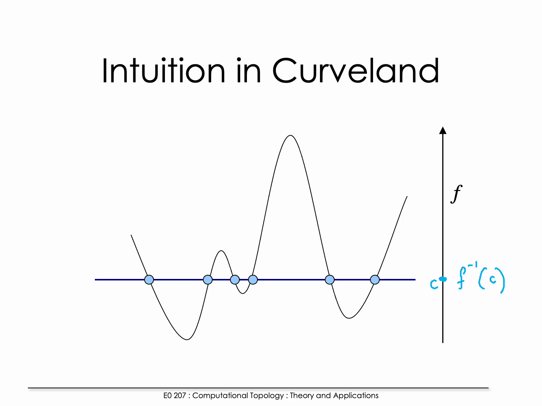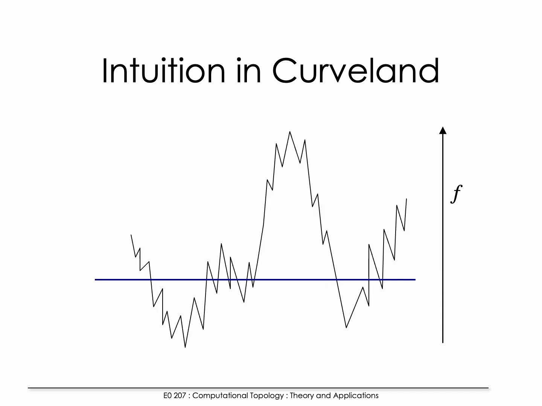Now the question is, is it indeed 6 components? What if the function was sampled and this sampling led to noise? So here is a sampled noisy version of the function. You can easily see that the number of components need not be 6. It can be more, it can be less, depending on the kind of noise. So the question is, how can we reliably report the number of components even in the presence of noise?